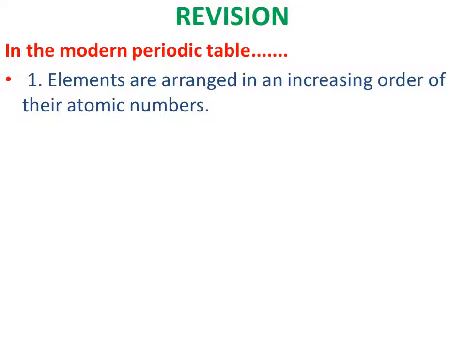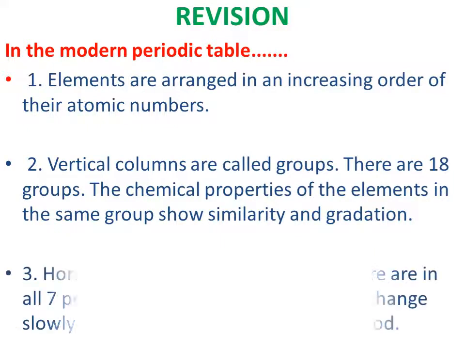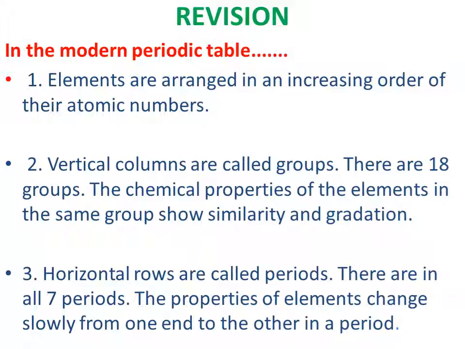Before studying the topic groups and electronic configuration, we are going to study a revision. In the modern periodic table, elements are arranged in increasing order of their atomic numbers. Vertical columns are called groups. There are 18 groups. The chemical properties of the elements in the same group show similarity and gradation. Horizontal rows are called periods. There are in all 7 periods. The properties of elements change slowly from one end to the other in a period.